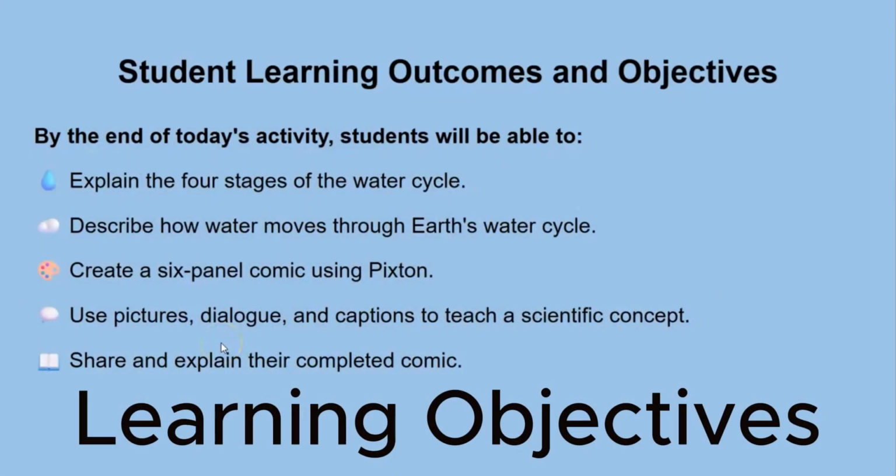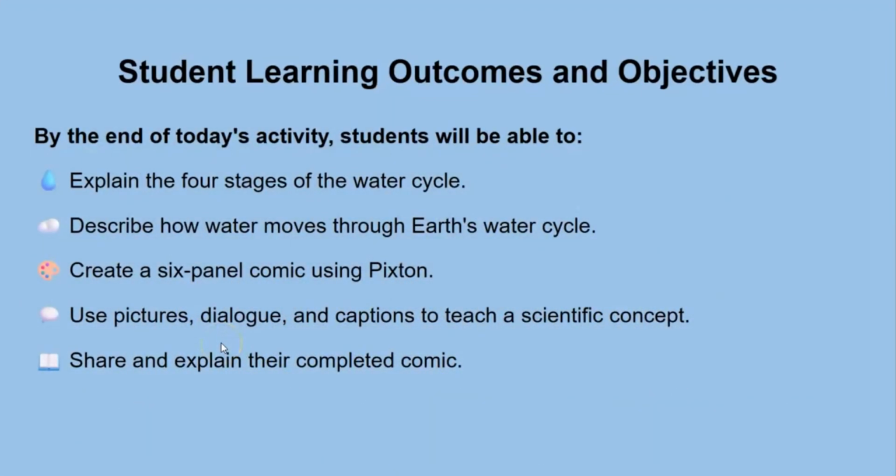Alright, so before we begin, we're going to take a look at the student learning outcomes and objectives for today's lesson. By the end of this activity, you'll be able to explain the 4 stages of the water cycle: evaporation, condensation, precipitation, and collection. You'll also create your own 6-panel comic using Pixton. Along the way, you'll practice using pictures, captions, and dialogue to teach a science concept in a creative way. Finally, you'll have the opportunity to share your finished comic and explain what you've learned.